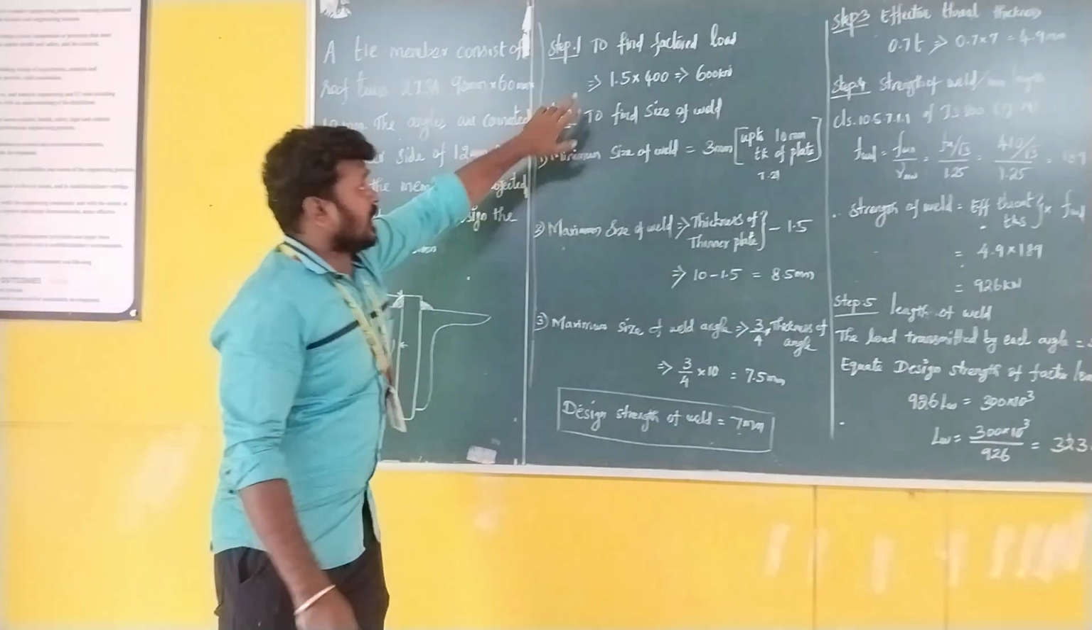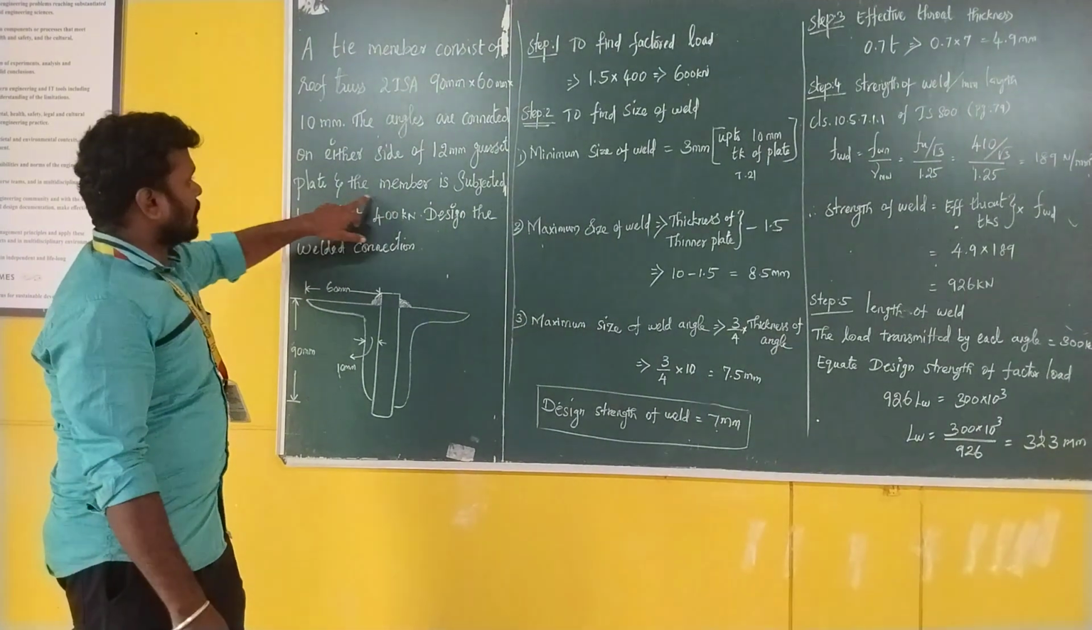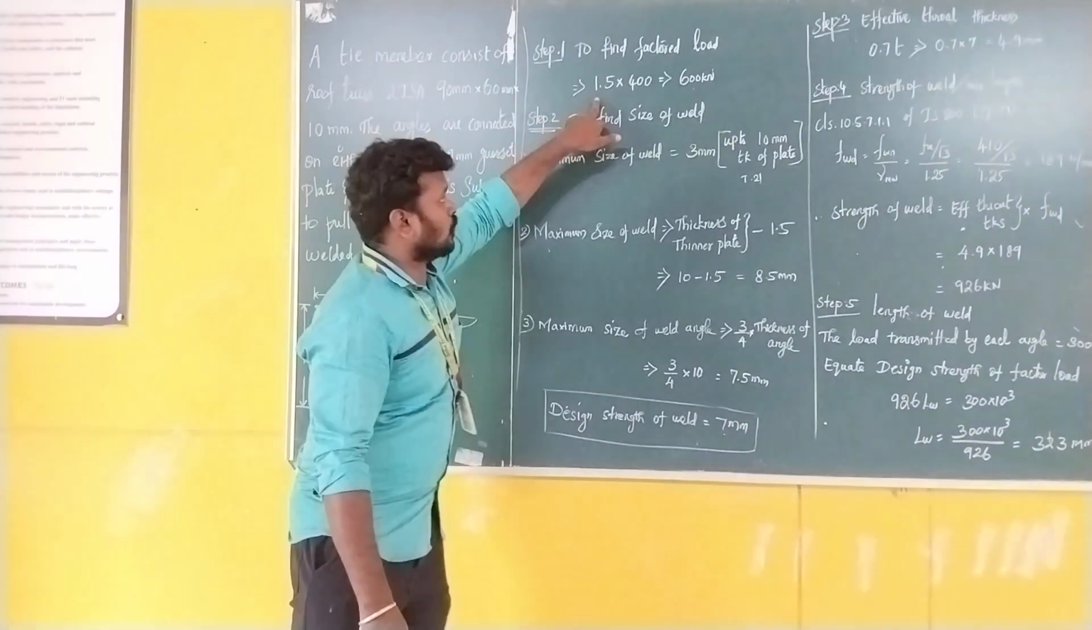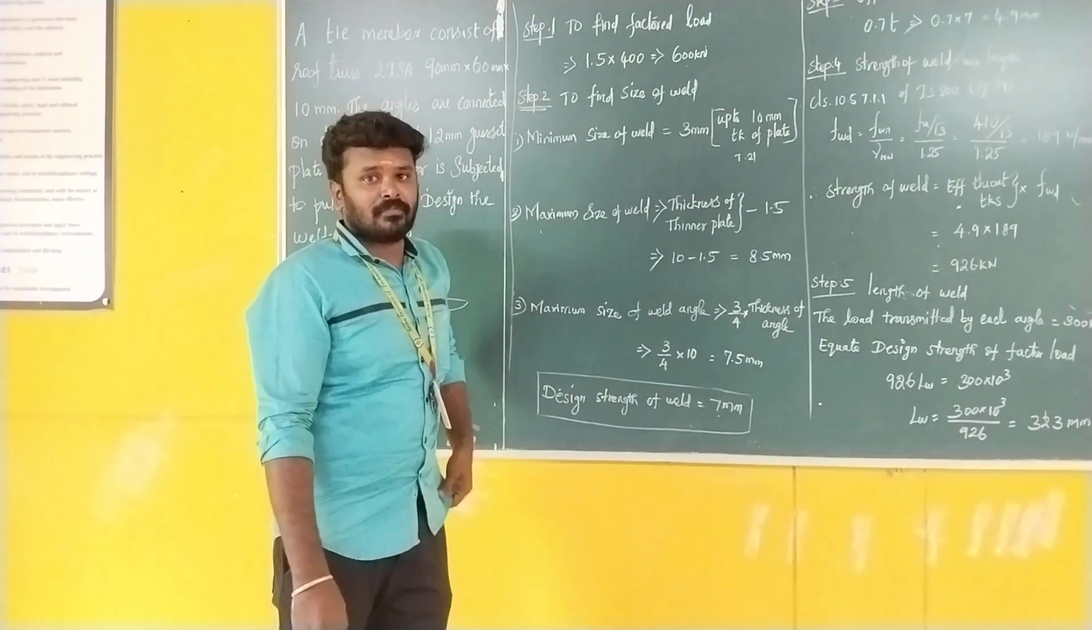First of all, we find the factored load. The member is subjected to a pull of 400 kN. It changes into the factored load, the value of 600 kN. Next, to find the size of weld.